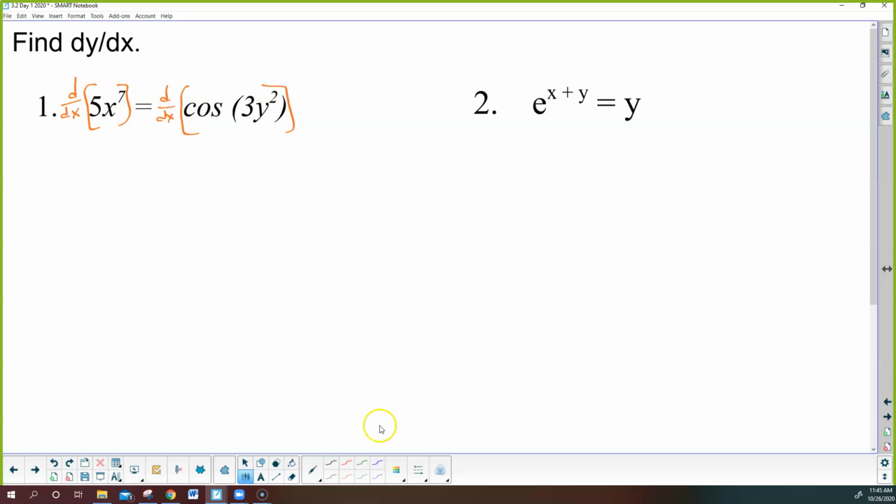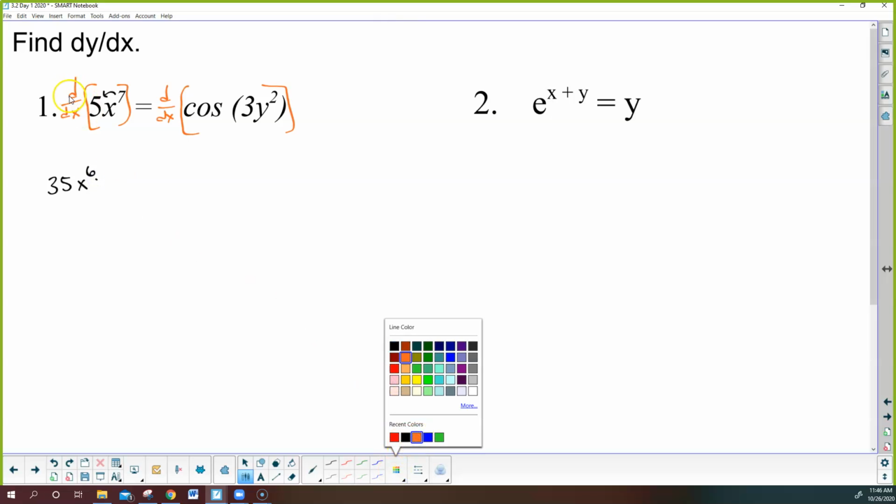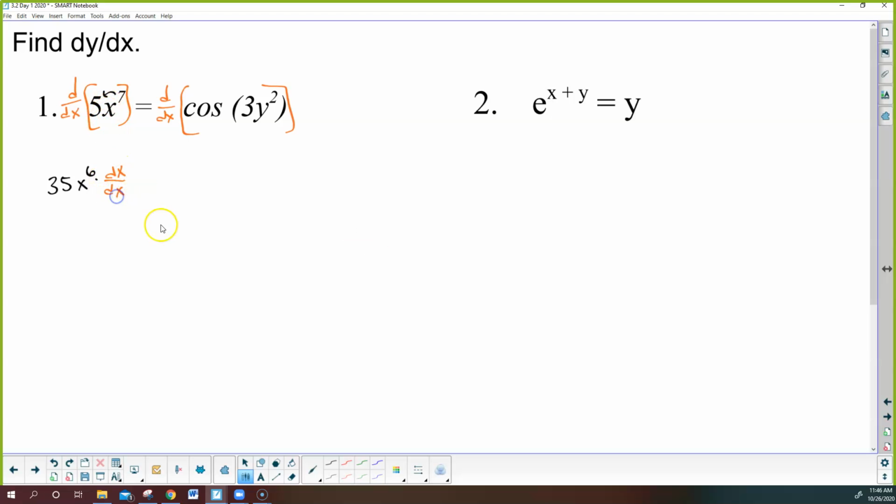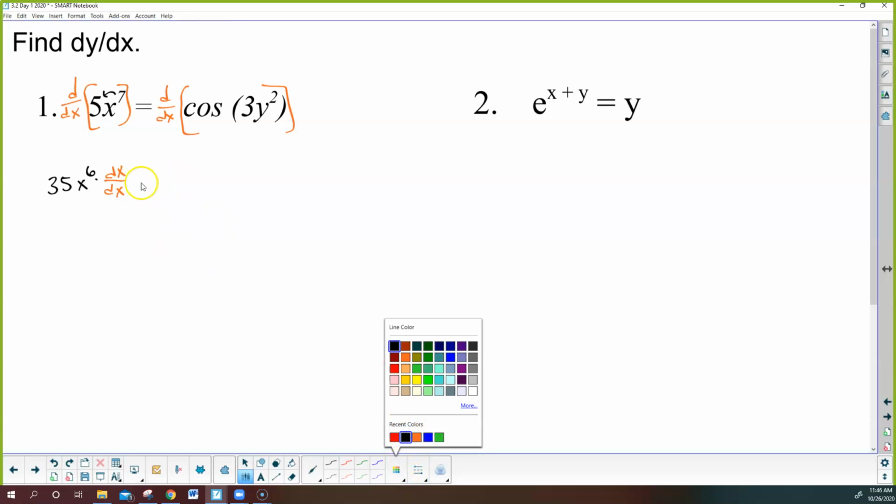I'm going to take the derivative of both sides with respect to x. Well, the 7 is going to come down, and then I'm going to take 1 away. Nothing crazy there, but it's the derivative with respect to x, because this is an x. So that's where the dx comes in. That's going to be 1, so you technically don't have to write that.